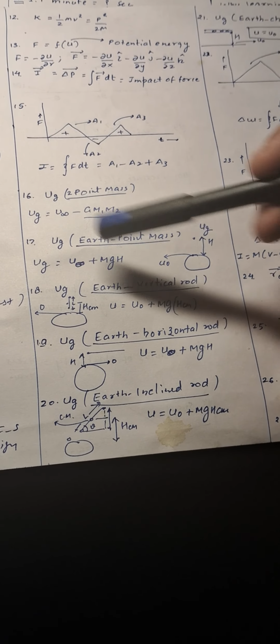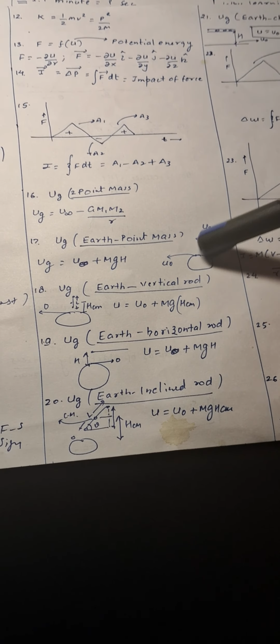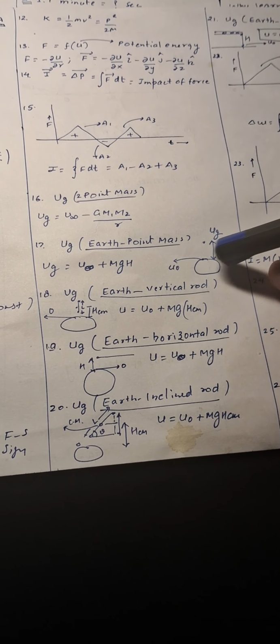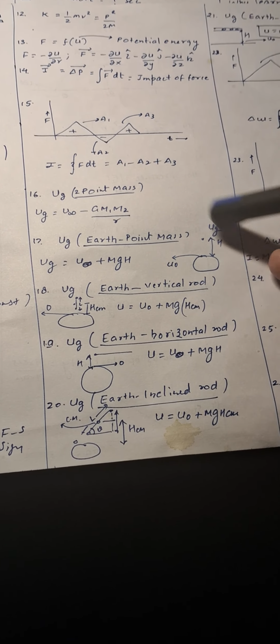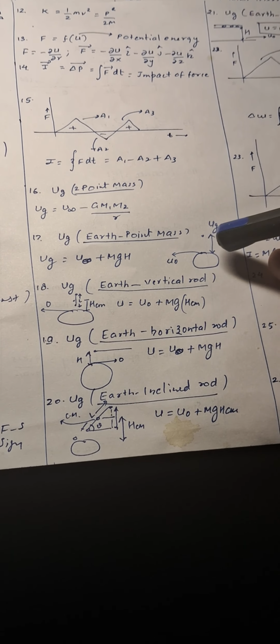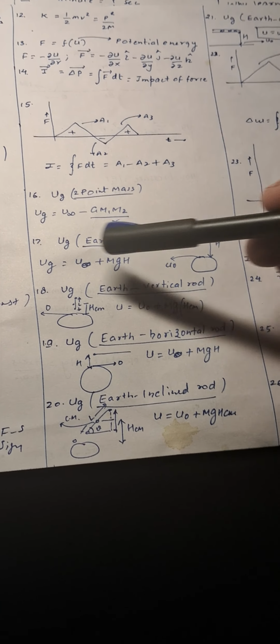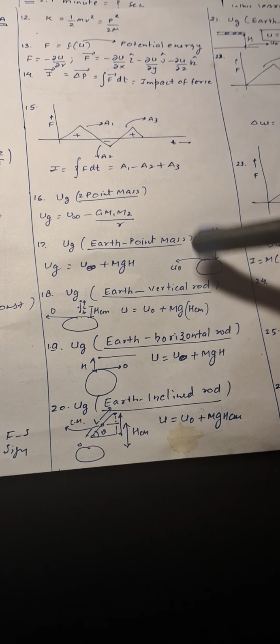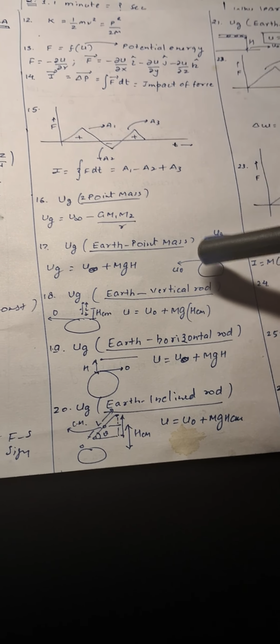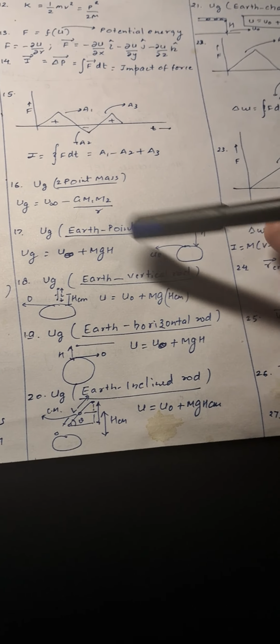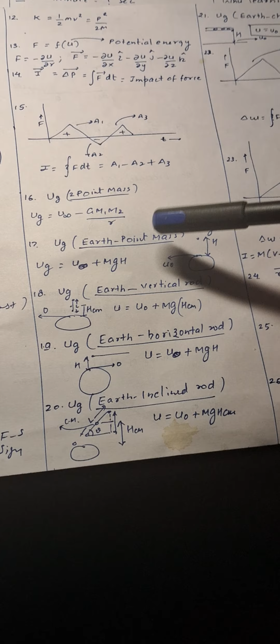Now we have potential energy for earth and a point mass. Suppose there is a point mass at a height of h from the surface, and we need to calculate the potential energy of the earth and point mass system. With the reference, we have taken the potential energy as u0. So Ug is equal to u0 plus mgh. Here I assume that the acceleration due to gravity is constant.